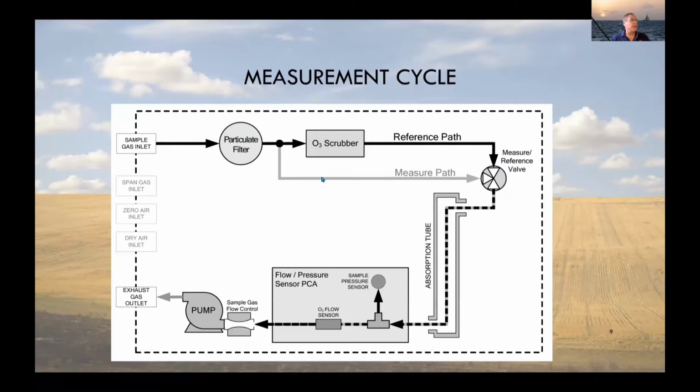The second pathway, the measurement pathway, avoids the ozone scrubber, and through the three-way valve is once again taken into the absorption tube, and another measurement is taken. And based on the Beer-Lambert law that I mentioned before, you can compare the differences in intensity of light passing through the absorption tube. The calculation can be made, the exact concentration of ozone in the sample based on the amount of absorption.